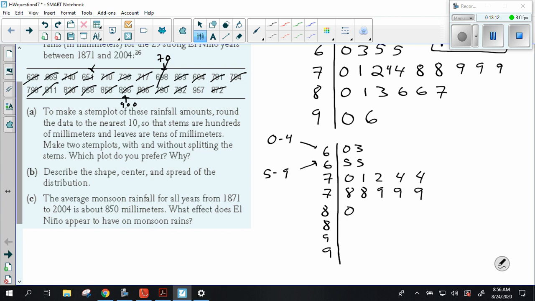This one will get 0, 1, 3. This one gets 6, 6, 7. And then the 9 just has a 0 and a 6. It's a little bit nicer to look at that way.